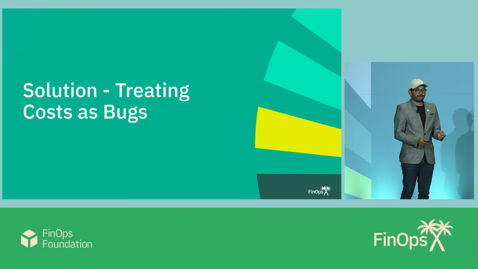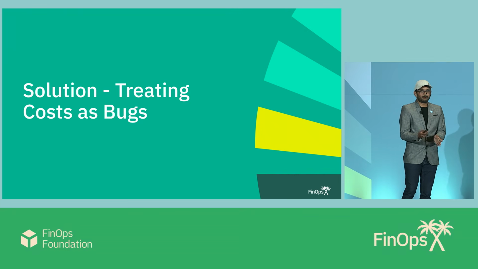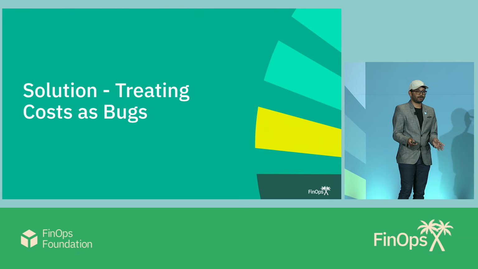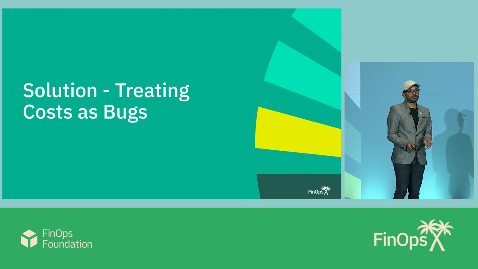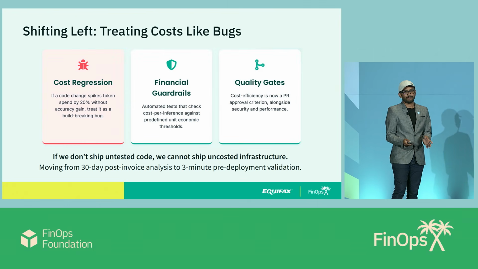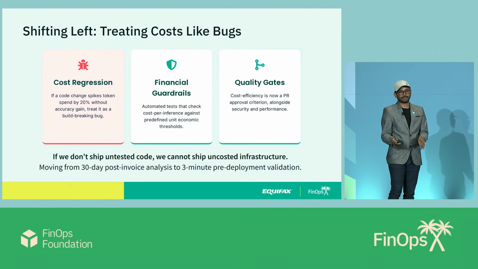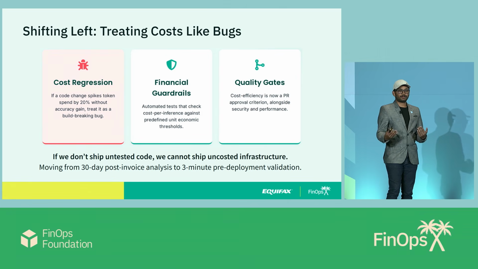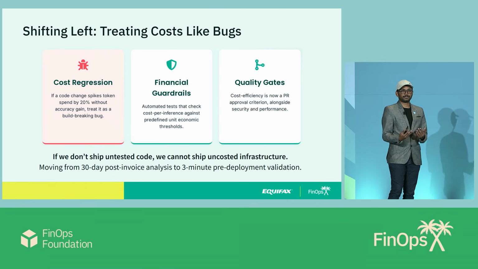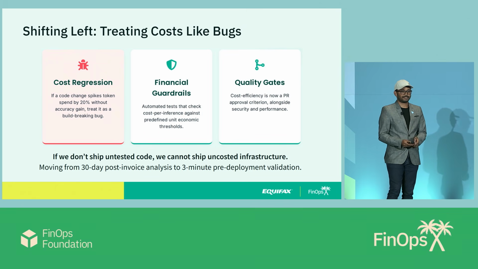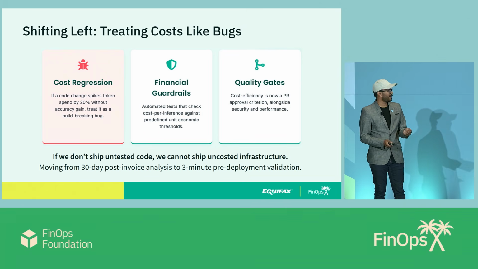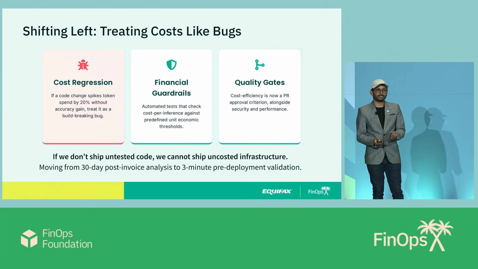And with that, we have covered most of the AI issues, and what would be the solution at the end of the day, right? Treating costs as bugs, which a developer doesn't do, at least right now, but we are trying to treat those cost issues as a bug. And shifting the bugs left. If we don't ship untested code, we should not be shipping uncosted infrastructure.